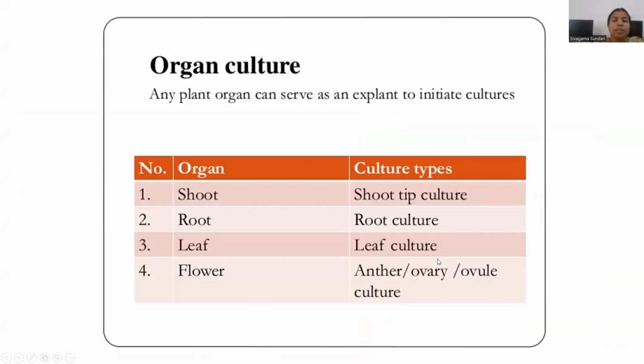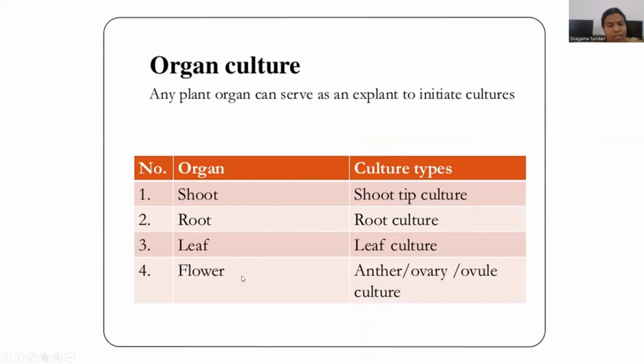Okay. So what do you mean by organ culture? Any plant organ can serve as an explant to initiate your plant tissue culture. We call it organ culture. So here are a few examples. If you have taken shoot as your explant, that is also one plant organ. We call the plant tissue culture shoot tip culture. If you have taken root as an explant, we call that culture root culture.